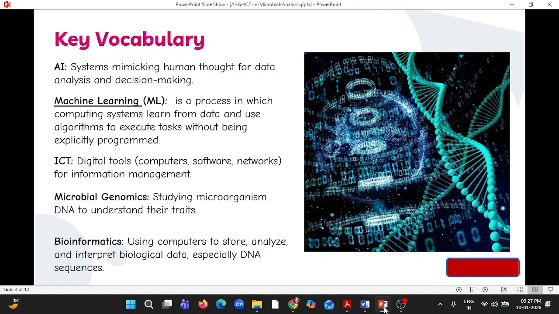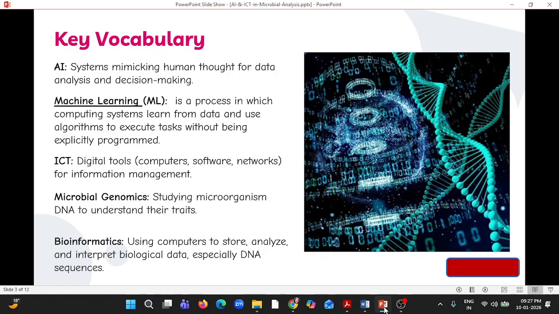Terminologies like artificial intelligence. Artificial intelligence refers to the computer system designed to imitate human thinking abilities such as learning, reasoning, pattern recognition, and decision making. In science and education, AI helps in analyzing large datasets, identify trends, predict outcomes, and support accurate decision making.